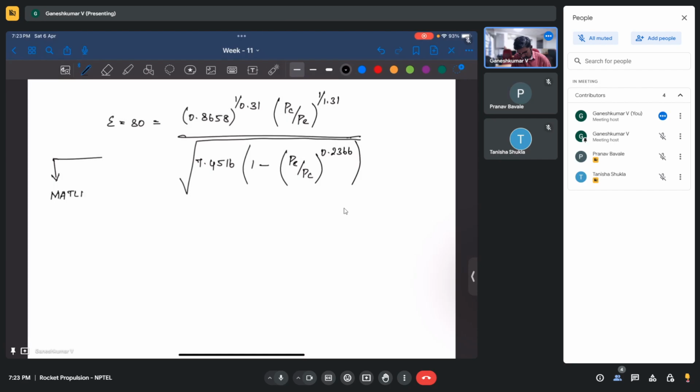If you guys want, I can quickly show. You can just use MATLAB's fsolve function to find Pe by Pc. Let me quickly show. Let's say you take Pe by Pc as your unknown. First you find Pe by Pc, and then you can find Pe, or Pe by Pc itself would be enough for you to solve this problem. So, are you guys familiar with MATLAB?